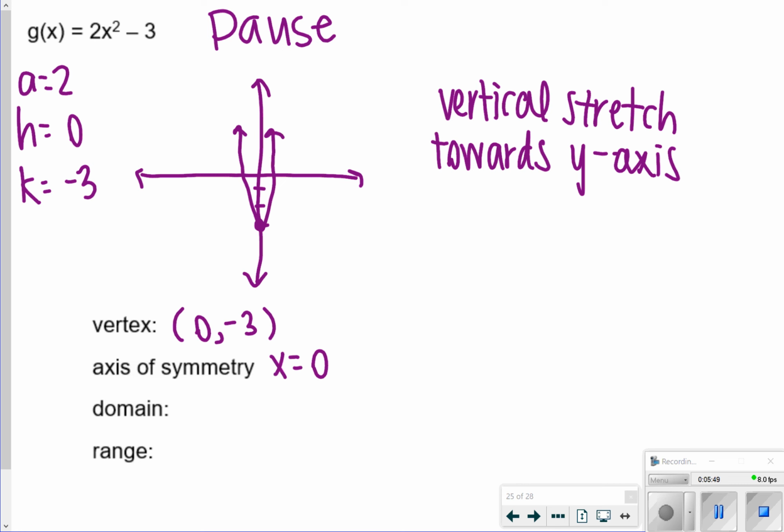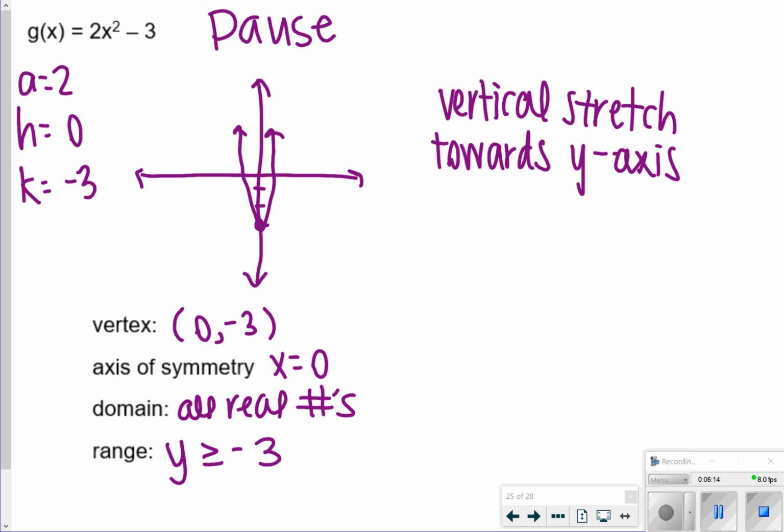The domain for this one will still be all real numbers. And the reason is your x values are going to continue to grow, maybe not at a high rate, but they're still going to grow. Your range can be bigger than or equal to -3. So we're going to say y is greater than or equal to -3.